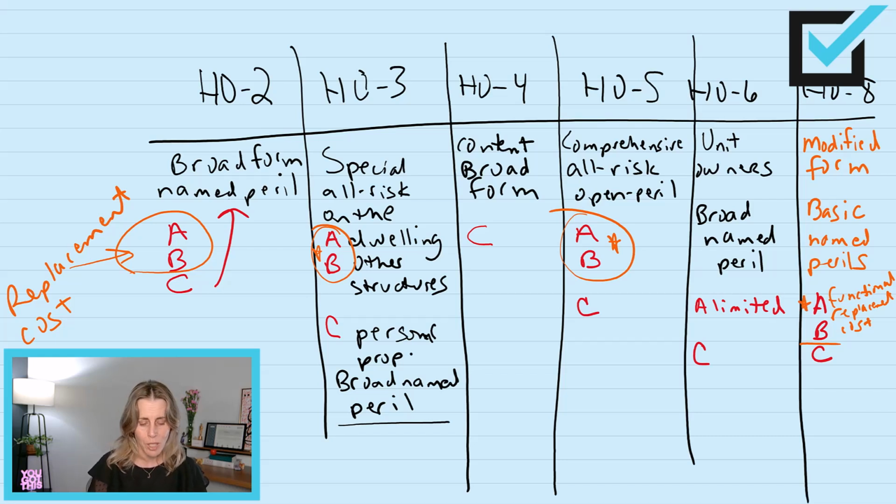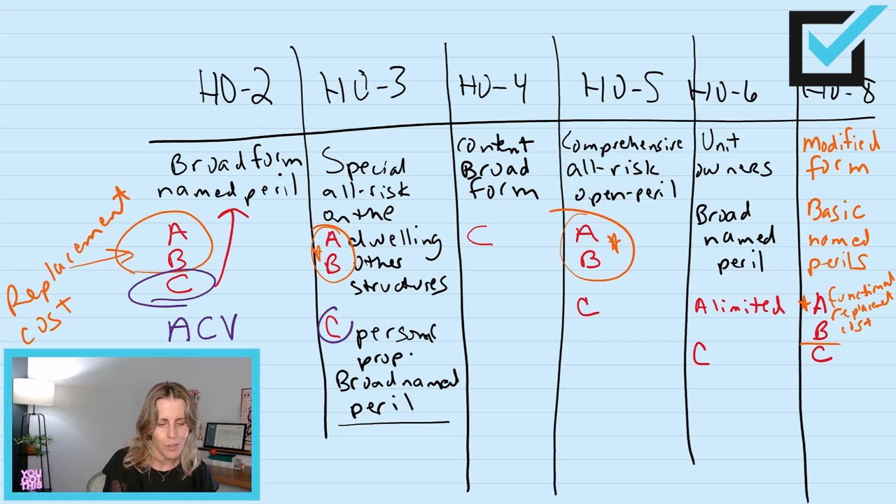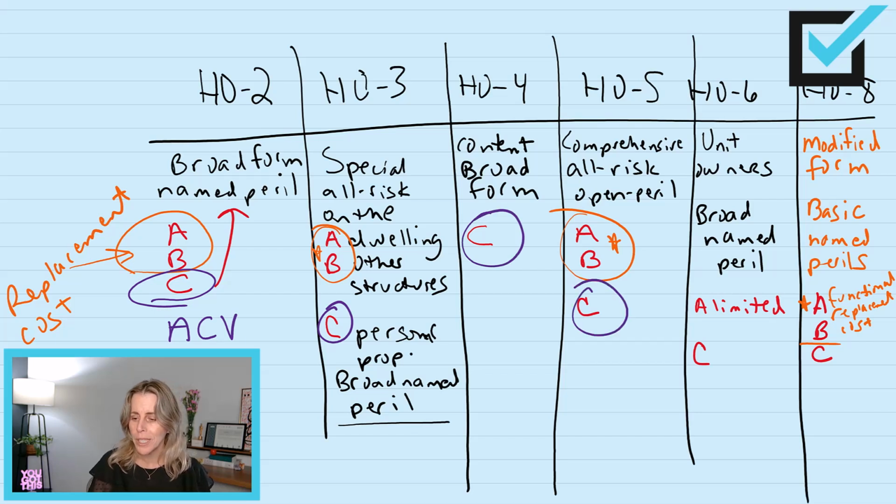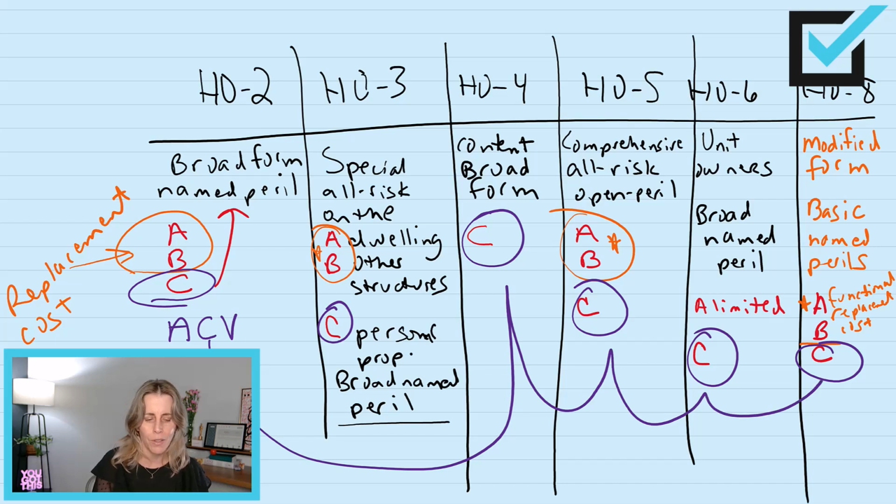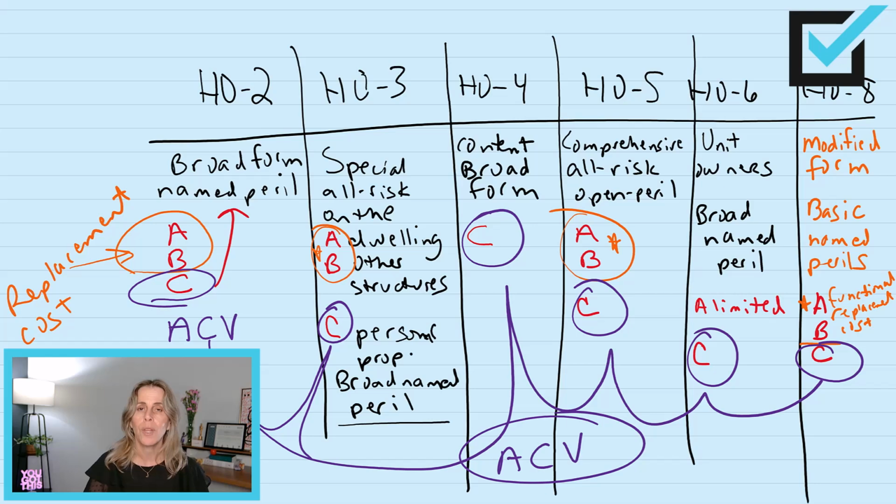Now note something important here. Coverage C, actual cash value. Coverage C is depreciated value. No matter which one of these that we're talking about, they're all covered the same. They are all covered ACV. So that's not to say that a homeowner can't add an endorsement that makes sure that their contents is covered replacement cost. Remember, this video is to help you understand how to pass your test. For the test, contents coverage on all homeowners is always depreciated value.